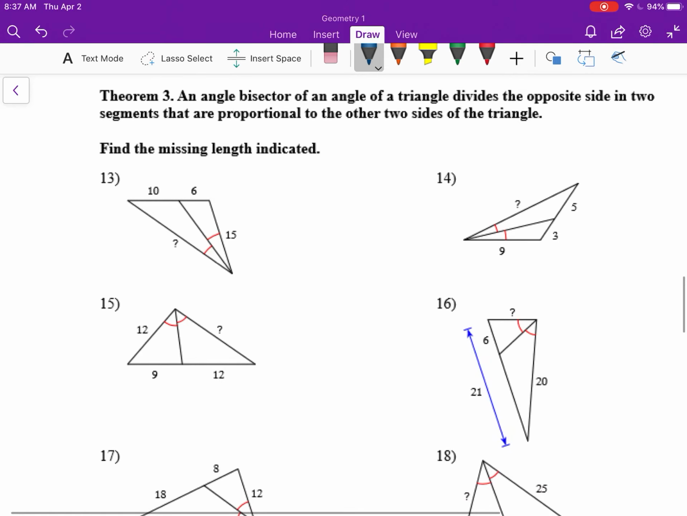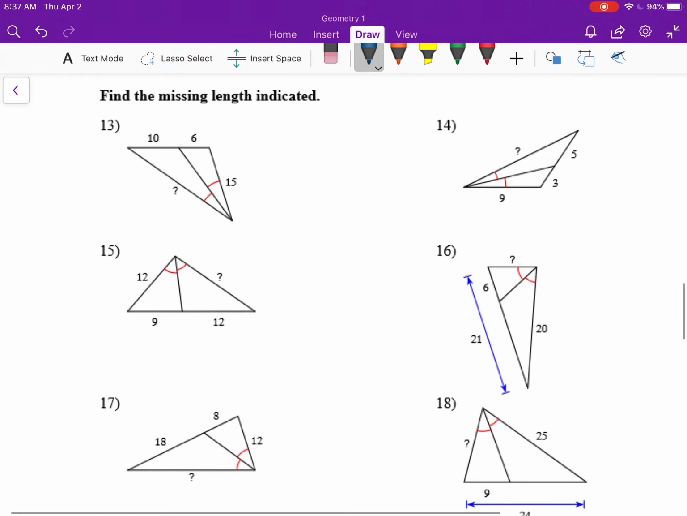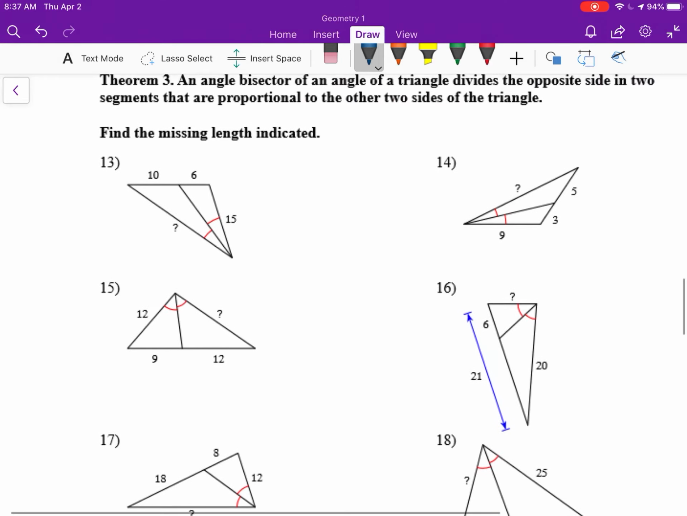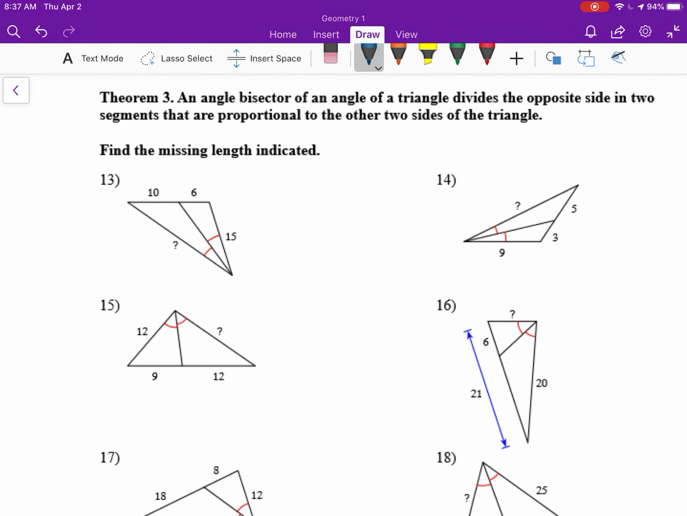And then the last theorem, this one was a little more difficult to prove. We're actually not going to do it here, but it says an angle bisector of an angle of a triangle. So notice in all of our questions here, 13 through 18 all have angle bisectors. It divides the opposite side into 2 segments. All of them divide into 2 segments that are proportional to the other 2 sides. When it says the other 2 sides, this side's being split, so it's proportional to these sides.